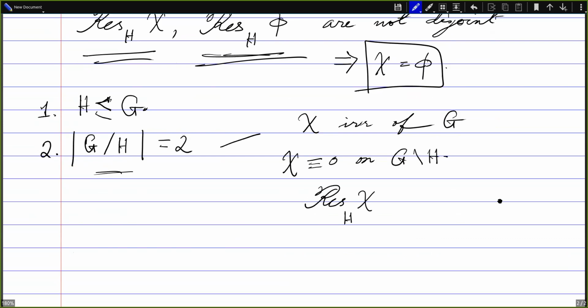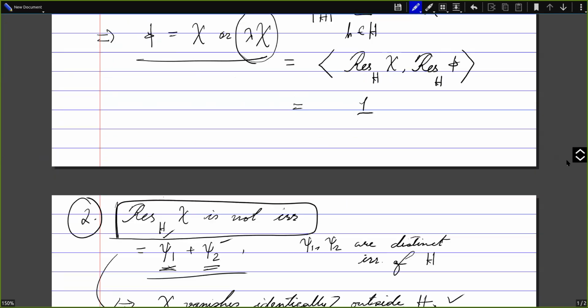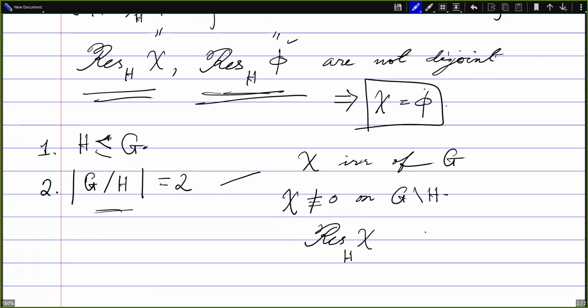Just a minute, let's quickly review. So if chi does not vanish identically on the complement of H, then certainly its restriction has to be an irreducible character of H. And furthermore, if we restrict some other irreducible character of G to H, then that will be different from this.